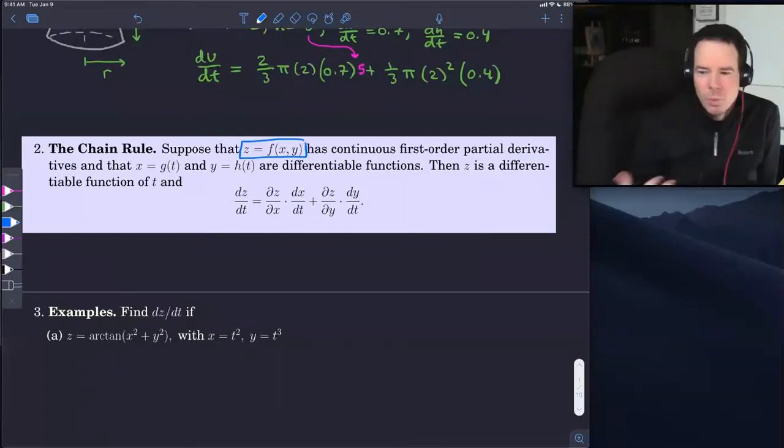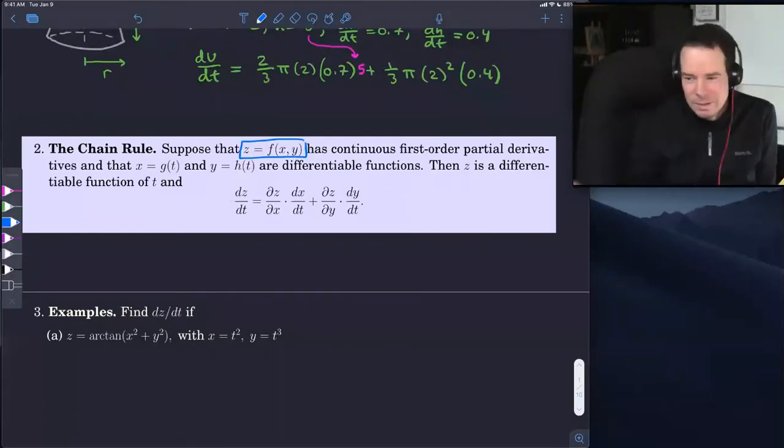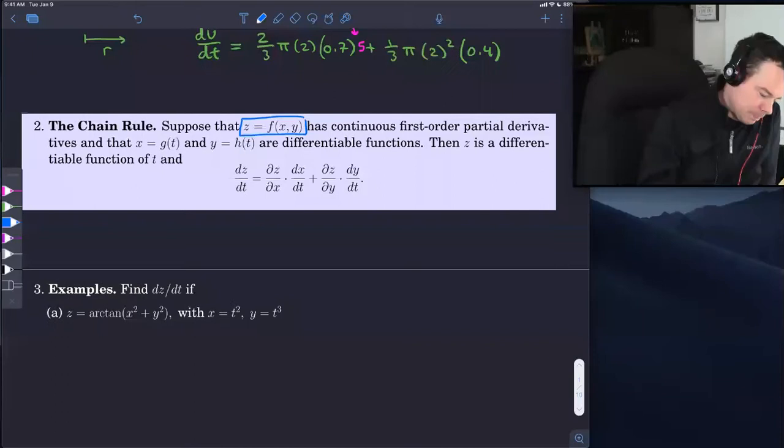It's like, what is dz/dt? dz/dt is dz/dx dx/dt plus dz/dy dy/dt. And you just keep doing that for however many variables there are. If there was another variable w, it'd be plus dz/dw dw/dt. You just keep going. We'll write that one down later on, but that's the idea.